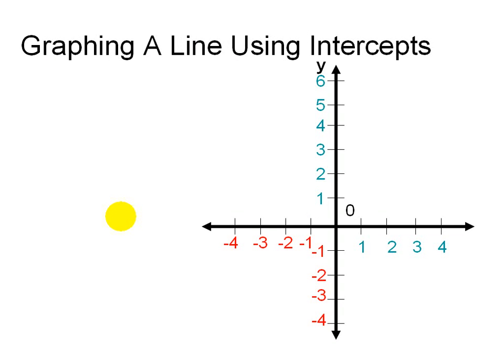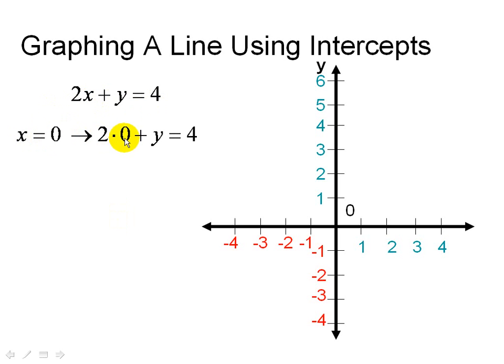We're given a linear relationship here, 2x plus y equals 4. So for x equals 0, we substitute this value into this equation, which yields the following: 2 times 0 plus y equals 4, which yields y equals 4. So now we have a point located at x equals 0 and y equal to 4. We plot that point here, and we have this point where it's known as the y-intercept.